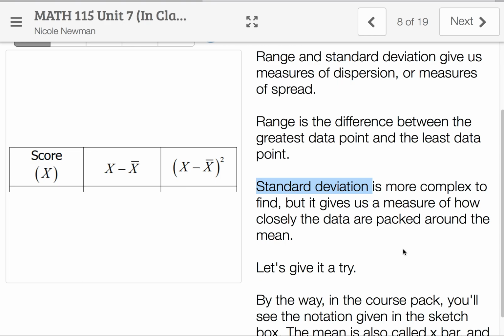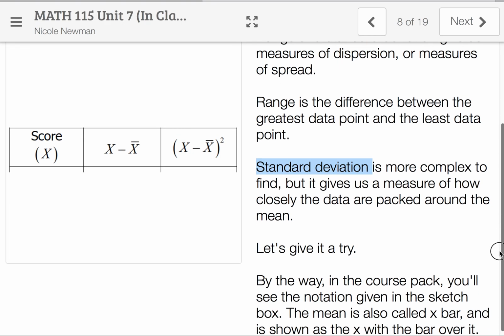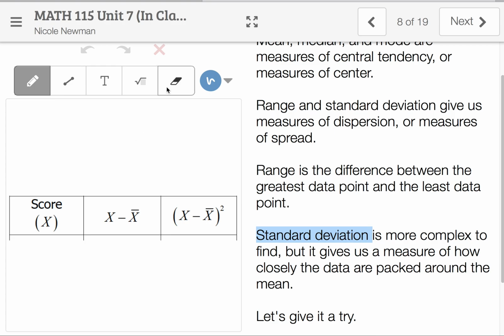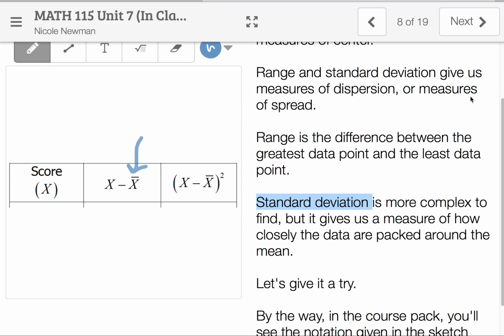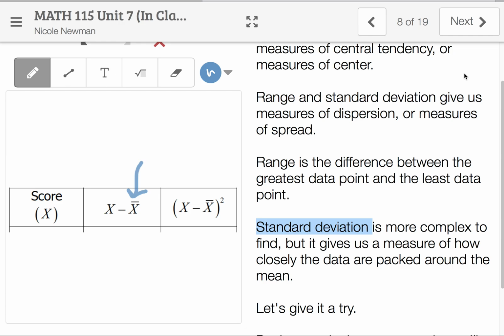Before we get there though, I want to make sure that you know about some fancy notation. You'll see this notation in the course pack, this X bar, and that is fancy, fancy, fancy notation for the average or the mean. So whenever you see that, just think of the mean. All right, so we'll pick up with this in the next video.